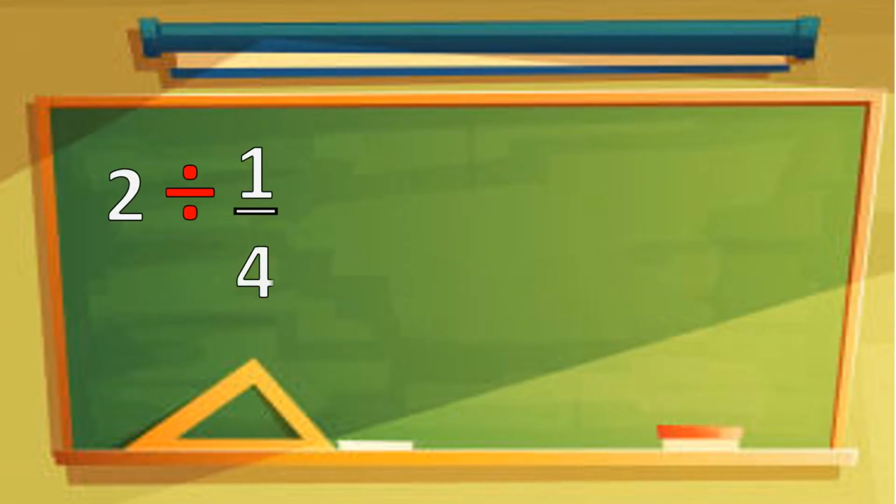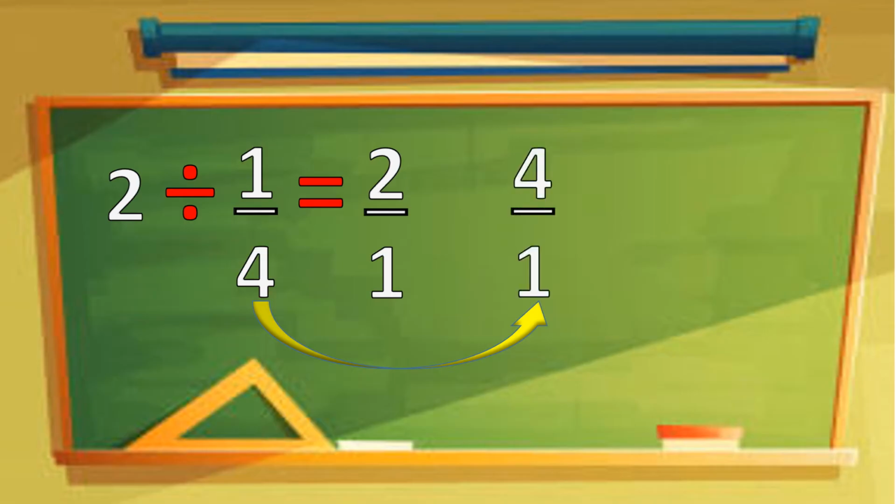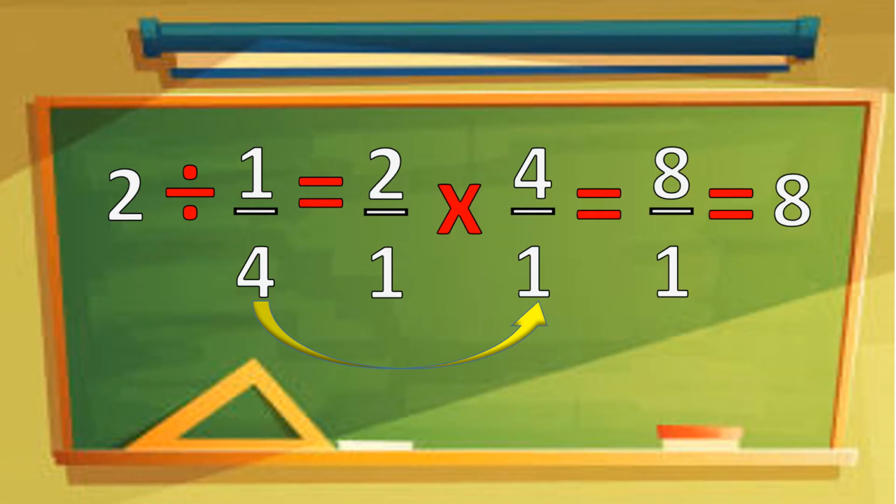So let's divide 2 by 1/4. We change 2 to a fraction and that will become 2/1. And then we get the reciprocal of 1/4 and that's 4/1. Instead of division, we proceed with multiplication. So we multiply now the numerators. 2 times 4 is equal to 8 and 1 times 1 is equal to 1. So simplify, 8/1, or 8 divided by 1, is equal to 8. Questions?